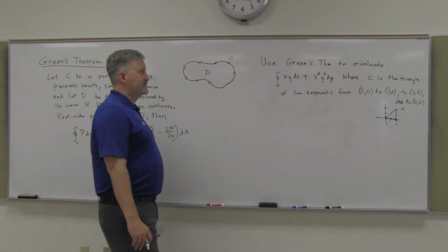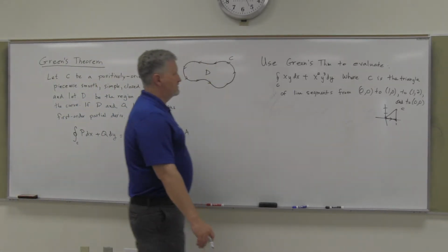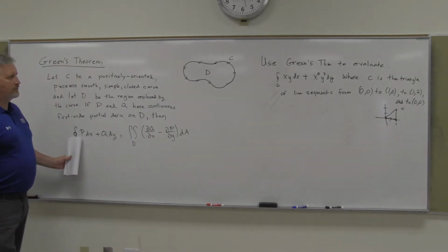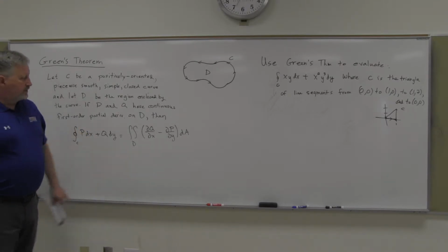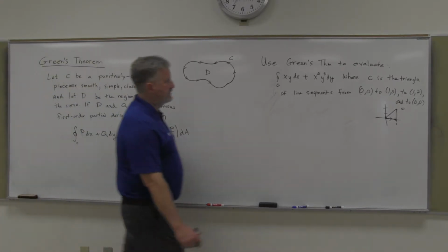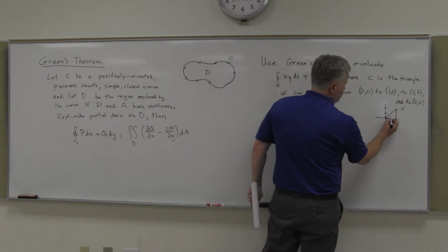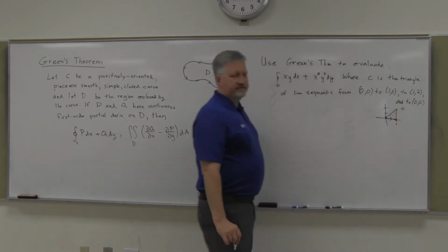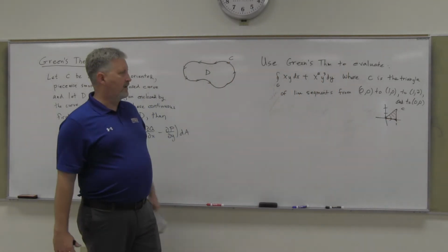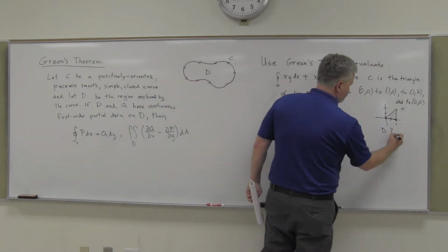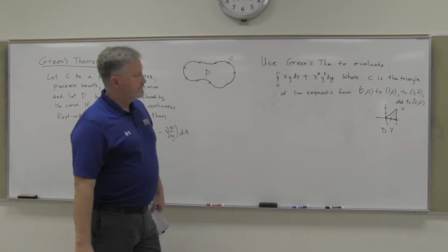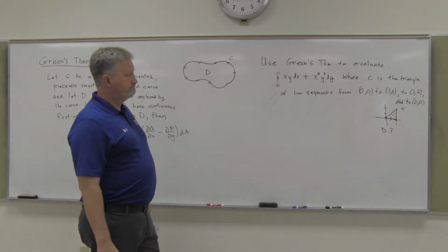So again, we're going to use Green's theorem to do this, and to use Green's theorem, what we need to do is convert that over to a double integral over D. So again, we've got to figure out what D is. D is the inside of that triangle. So how could I represent that in some useful terms?